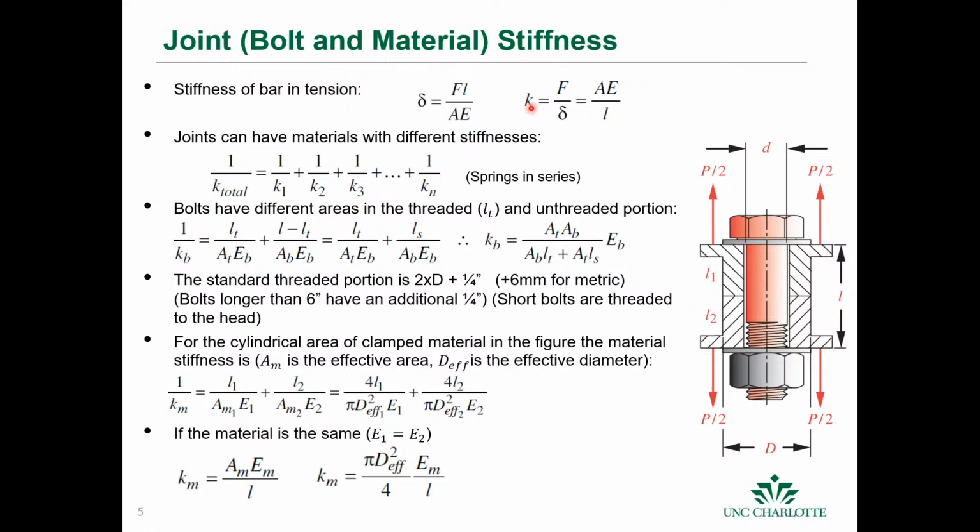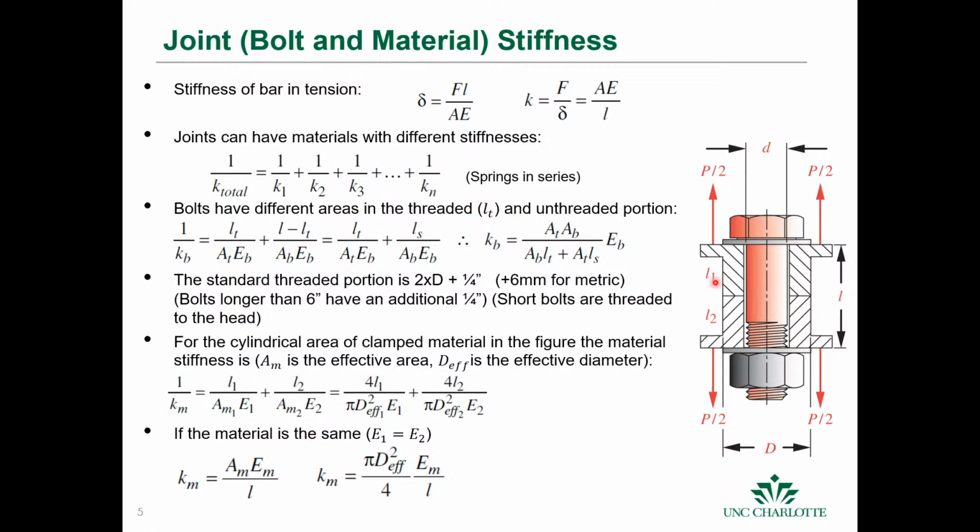This shows up all over, and you'll see it if you take the PE exam. Okay. Since joints have different materials with different stiffnesses, you can get an effective stiffness by using the equation for springs in series that we saw in the spring chapter. Okay, so you can take 1 over the stiffness of each of the materials and get a total stiffness.